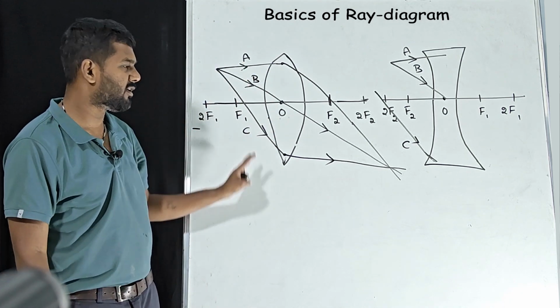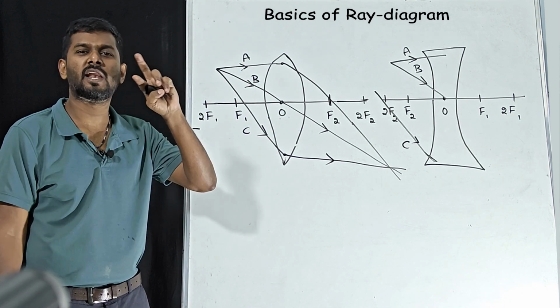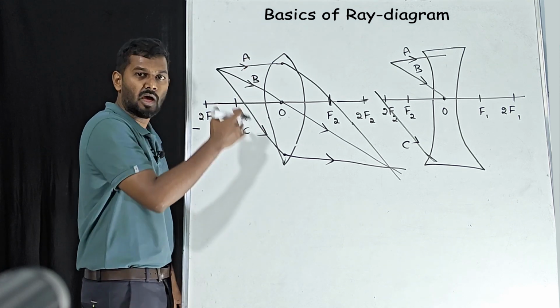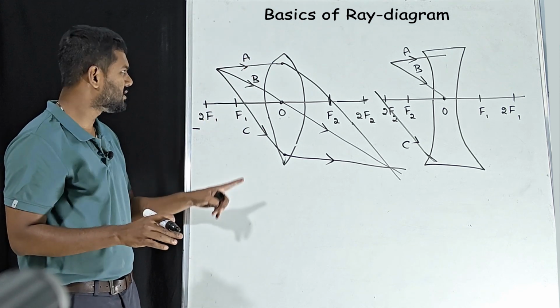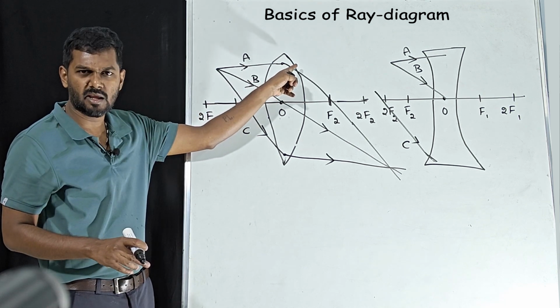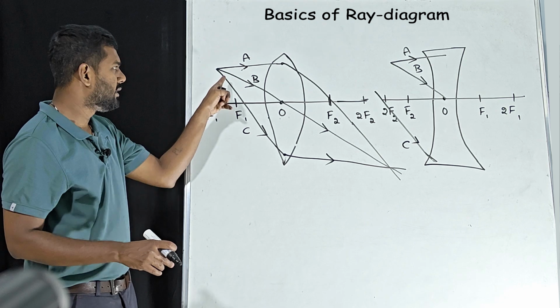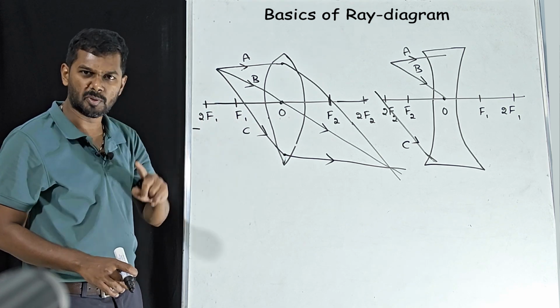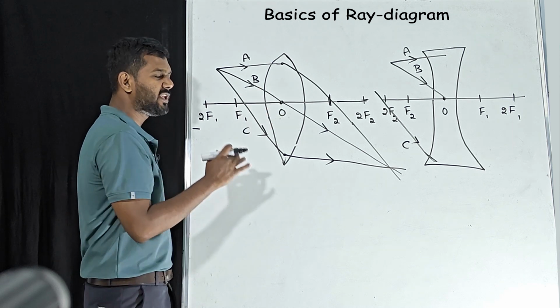So whenever we are drawing the ray diagram, we are going to select any two rays. How many rays do we have here? Three rays. We are going to learn all three cases. After refraction, what happens if it is a parallel ray, parallel to the principal axis, if it is passing through the optic center, or if a ray is not parallel to the principal axis? All these things you should know.